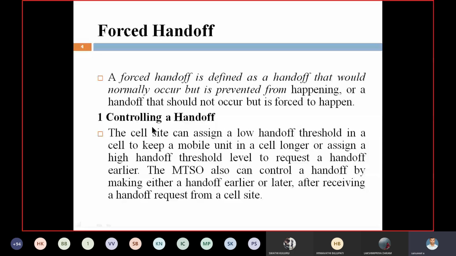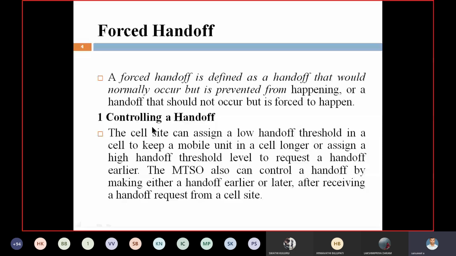Every 3 hours or 4 hours they are using the phone. At that time, some customers are waiting because channels are not available. At that time, the MSC or MTSO can change the long-duration customer's call and allocate that particular channel to the new customer. That is called forced handoff.